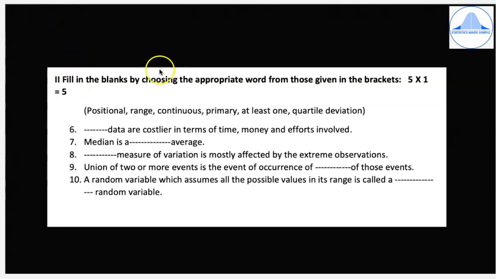Second main: fill in the blanks by choosing the appropriate word from those given in the brackets. 5 into 1 is equal to 5. Sixth question: dash data are costlier in terms of time, money, and efforts involved. The answer is primary data. Seventh one: median is a positional average.